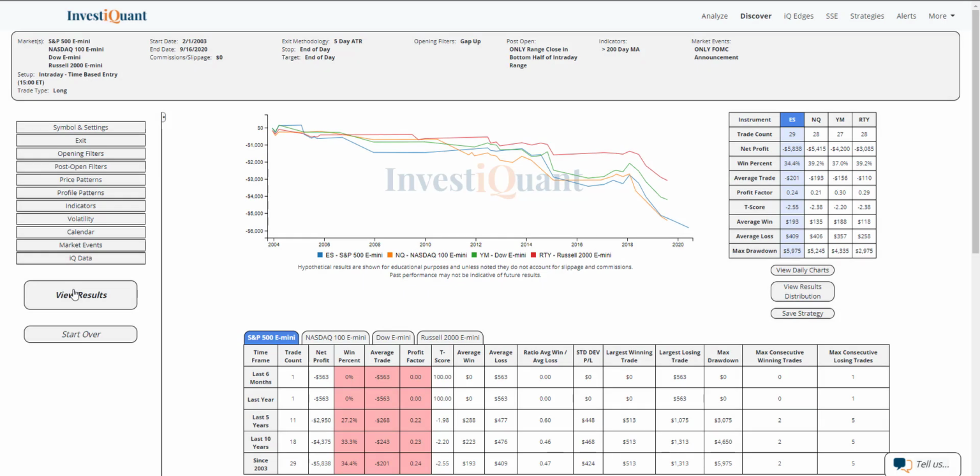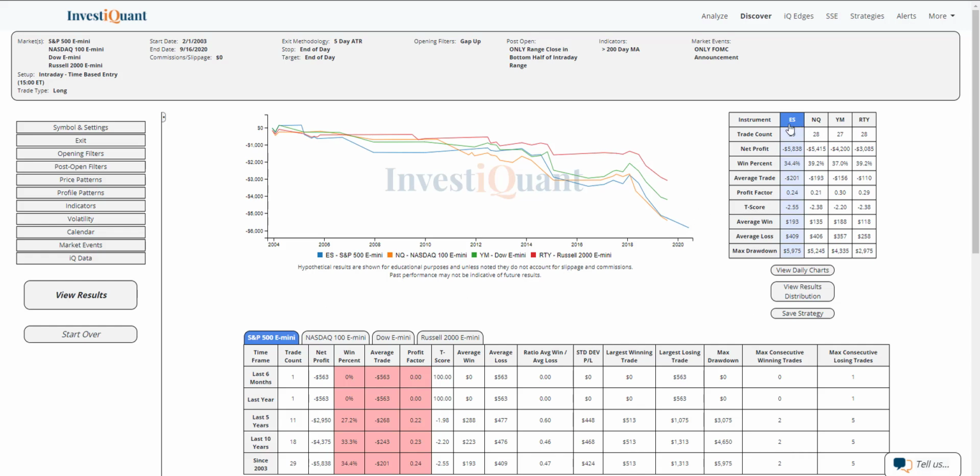All right, and here we go. So these are the results of going long at 3 p.m. Eastern Time on FOMC announcement day, when gapping up above a 200-day moving average, and at 3 p.m. you are trading in the bottom half of the intraday range. Again, I have no idea if that'll be true at 3 p.m.